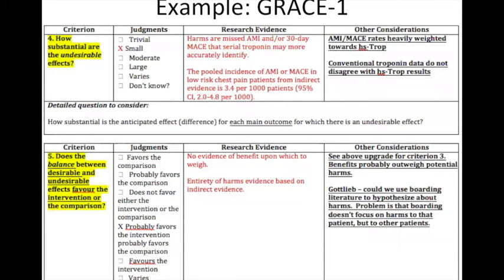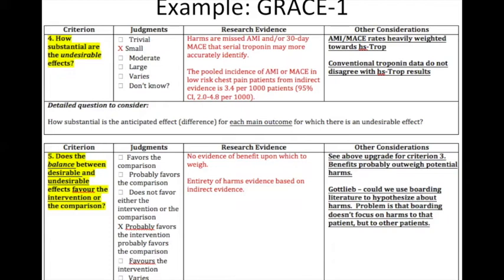Question 4, how substantial are undesirable effects? Same conversation, probably small. The harms from a missed AMI or 30-day MACE with serial troponins may be more useful than a single, but the pooled event rate was 3.4 out of 1,000 patients. So the considerations were that AMI and MACE rates were heavily weighted towards the high sensitivity troponins, but the conventional troponin data didn't necessarily disagree. I wasn't part of this group, so I can't speak to that with great confidence.